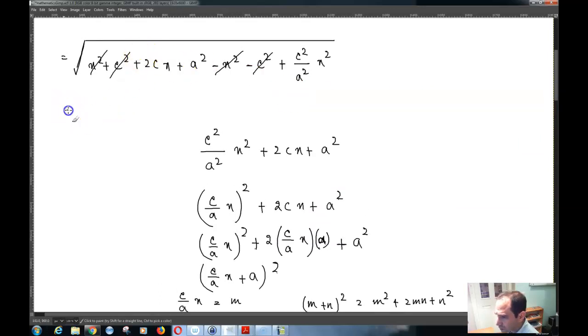So I can write this as the square root of c by a times x plus a, whole squared, which is equal to c by a times x plus a.